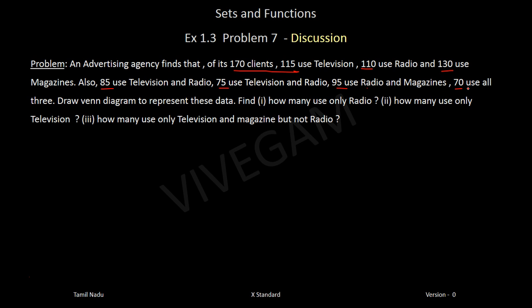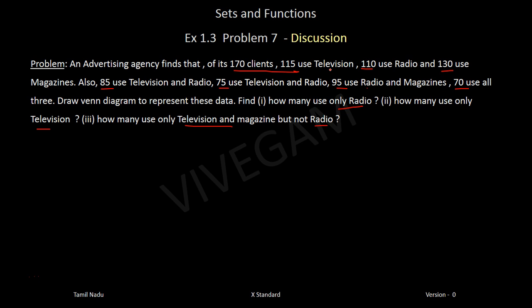70 use all. Now draw a Venn diagram to represent this data and find how many use only radio, only television, and only television and magazine, but not radio. It's very important. Okay, so the total number of clients is 170.